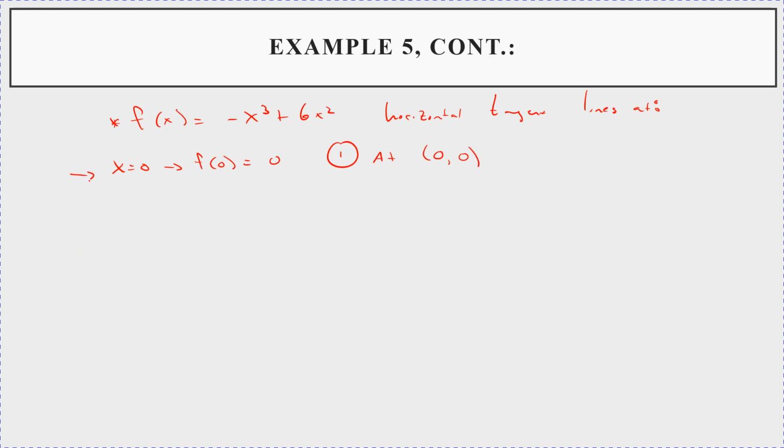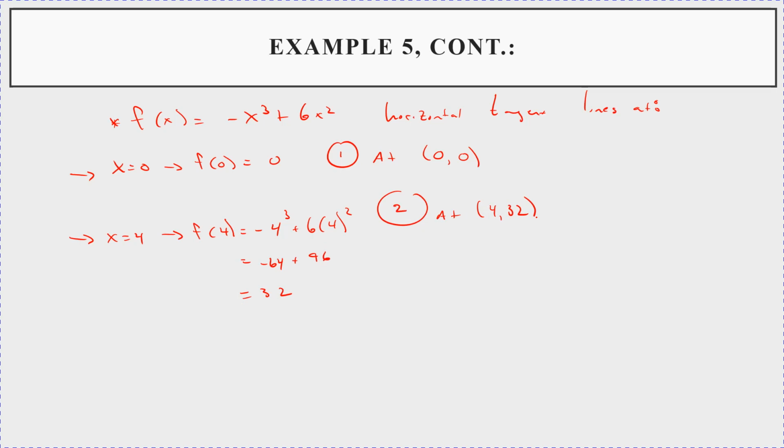And then the other place where it occurs is when x is equal to 4. So f of 4, if you were to plug 4 into this, you'd get minus 4 cubed plus 6 times 4 squared. You have to be careful here. So 4 cubed is 64, and then the negative is outside, so this is minus 64 plus 4 squared is 16 times 6, which gets you 96, which gives 32 here. So the second point occurs at the point 4 comma 32.